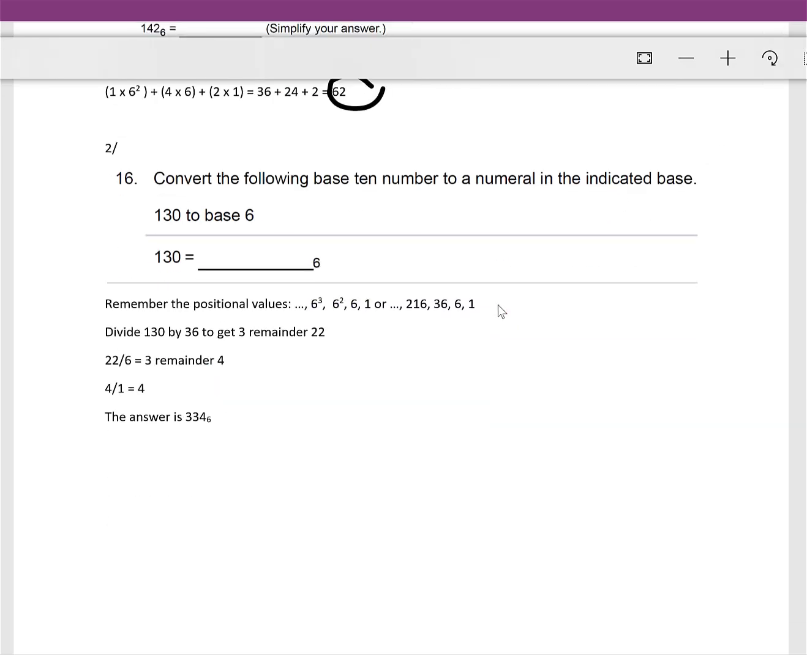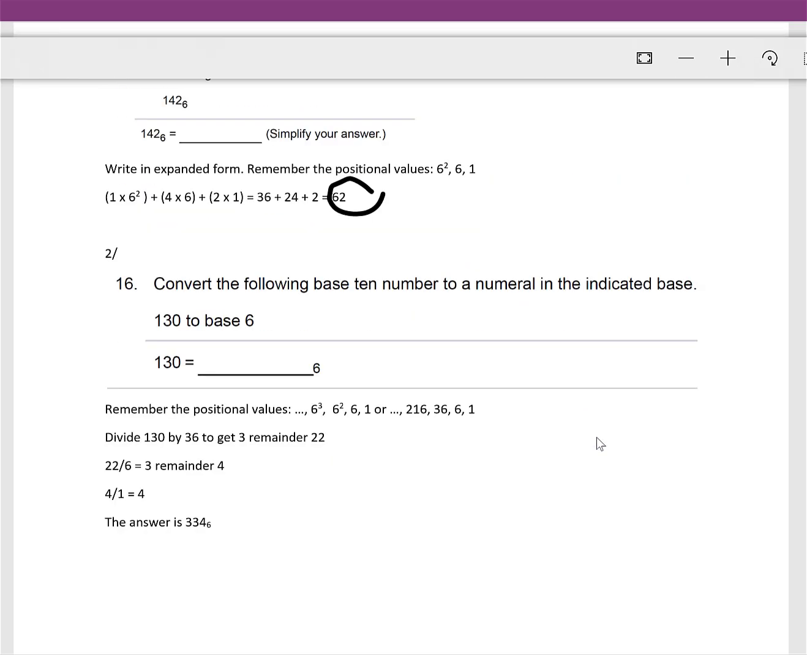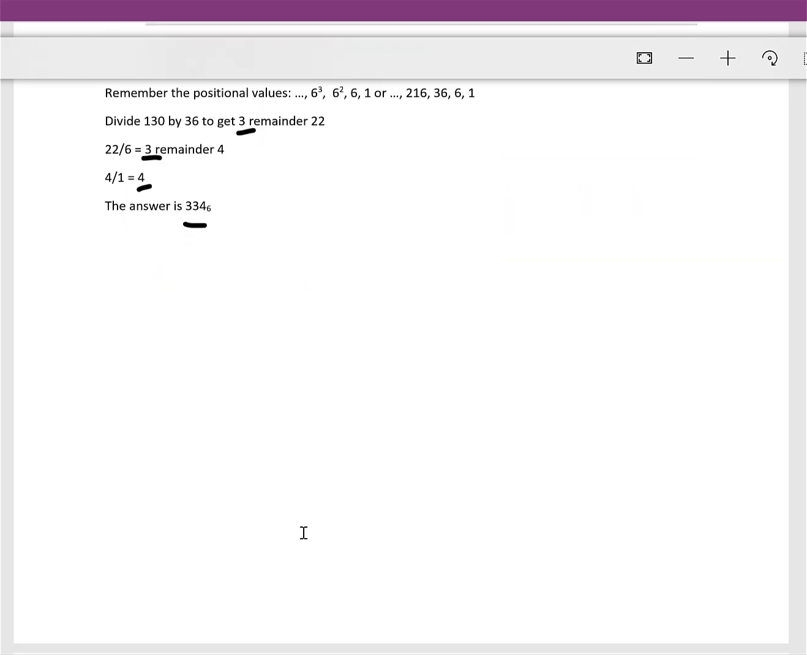And then number 16, we want to convert 130. Now we want to go the other way. We want to go from our base 10 system to base 6. So again, we're going to look at the positional values and we're going to divide 130 by the largest positional value less than 130, which is 36. So we take 130 and divide by 36 and we get 3, remainder 22. We take 22 and divide by 6, we get 3, remainder 4, and then 4 divided by 1 gives us a 4. So our answer is 334, base 6.